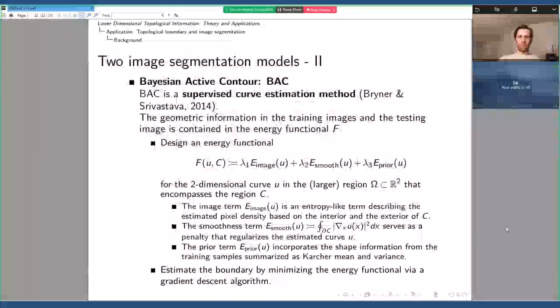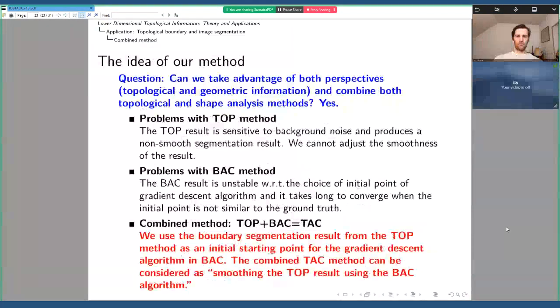Okay, we already introduced 2 very different image segmentation models. One is unsupervised, the other is supervised. One is clustering based, the other is actually a curve estimation philosophy. So we ask ourselves, can we actually take advantage of both perspectives?